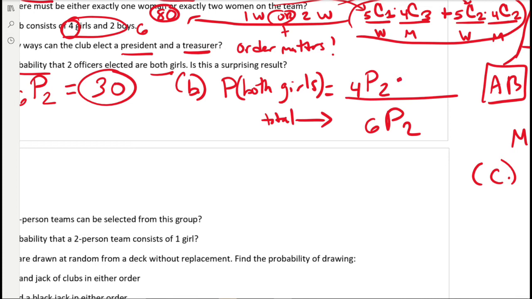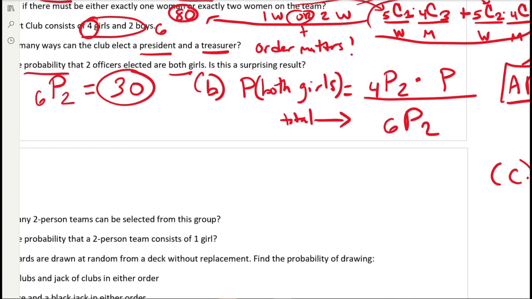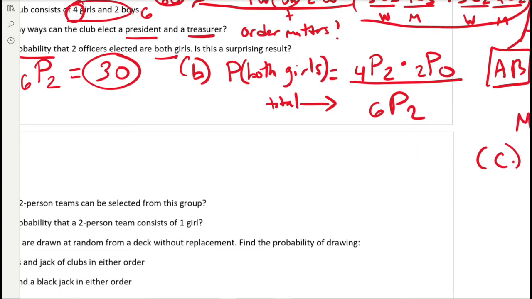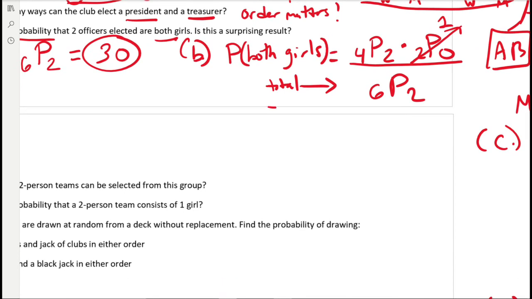And now we got to do the boys, right? Well, it doesn't really matter too much because there are no boys that you're going to choose. If you were to do the boys, there's only two boys and you're choosing none of them. So technically speaking, you don't really need this probability because that's just going to be equal to one. You could just calculate 4P2 over 6P2, and then you'll get your possibilities.